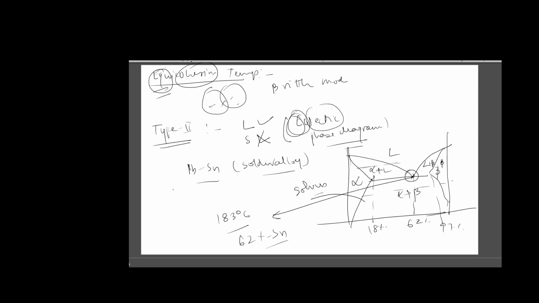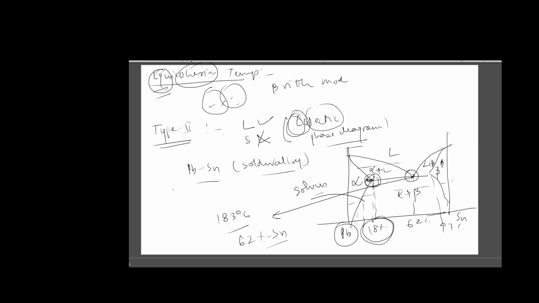Alpha is solid solution of SN in PB. Beta is solid solution of PB in SN. Maximum solid solubility will be there at 183 degree centigrade, and upon decreasing the temperature, solid solubility of material also decreases. So this is the maximum solid solubility. So 18% of tin can be absorbed in PB to make a homogeneous mixture. Above this, the solid solubility decreases. So if the temperature is below 183 degree centigrade, the solid solubility of the material decreases.